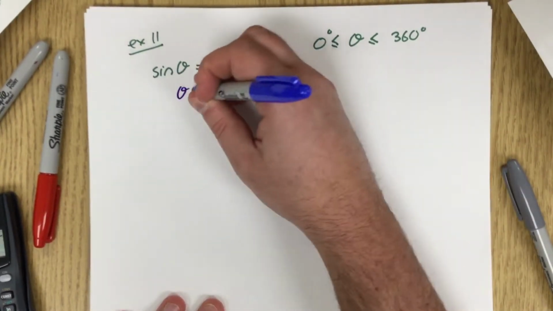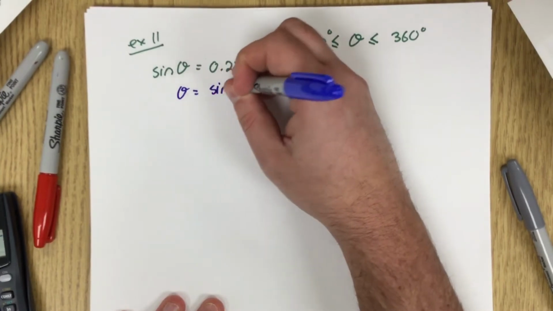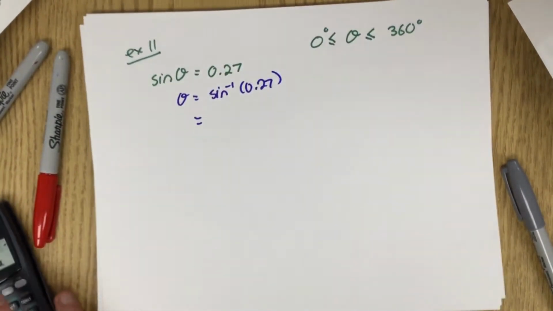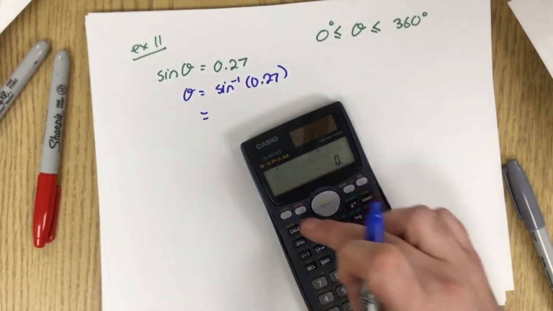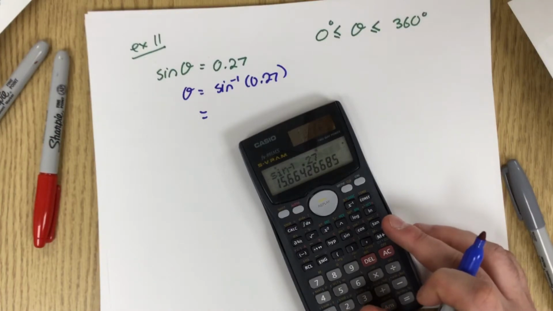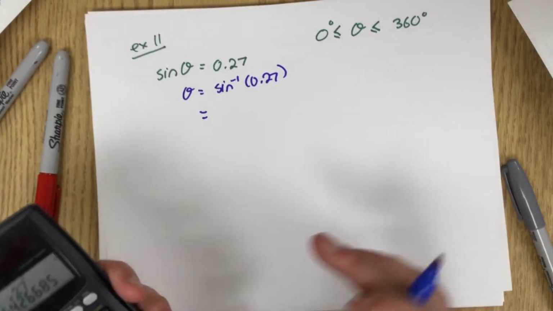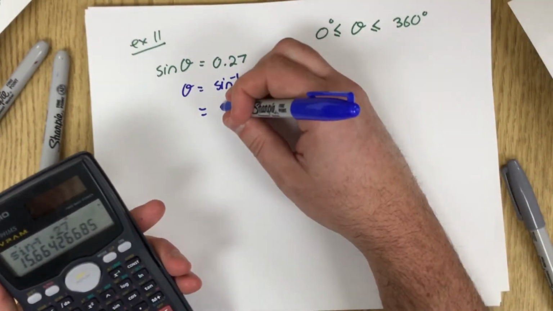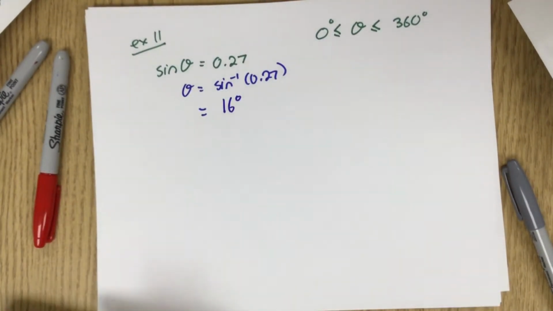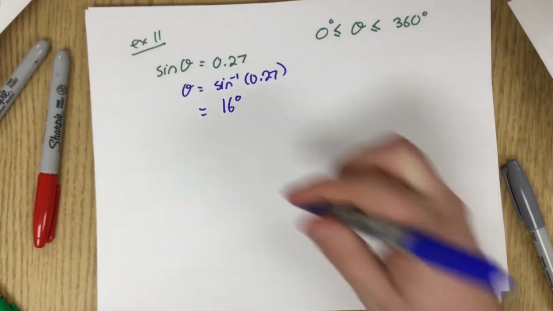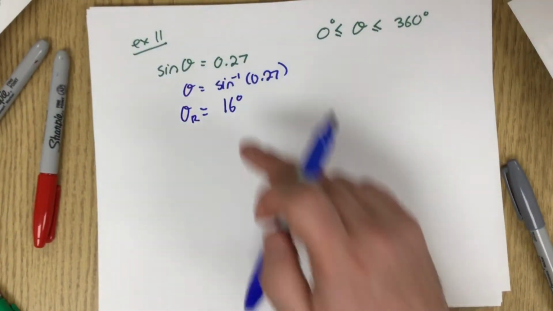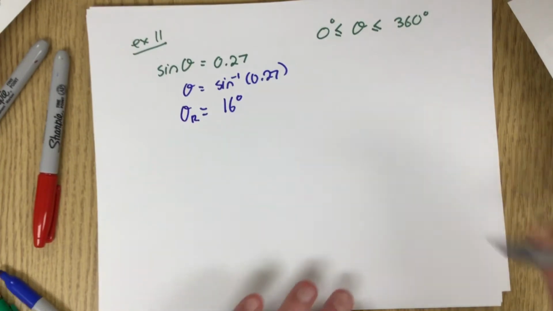So we're going to say, okay, theta is the inverse sine of 0.27, which is 15.7 degrees, so it's about 16 degrees. And that's going to be our related acute angle. We're still going to have multiple answers.